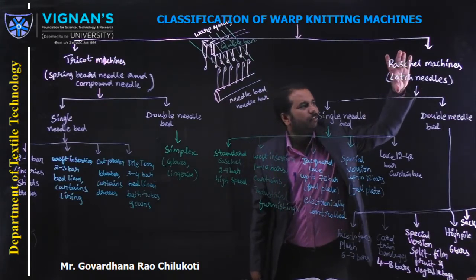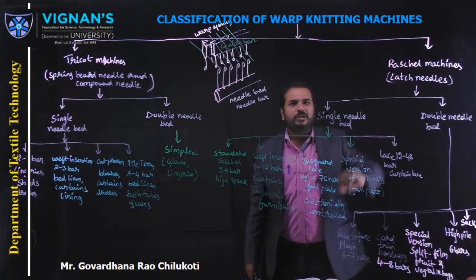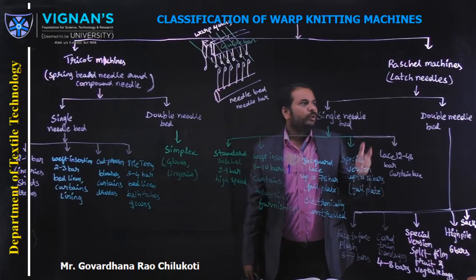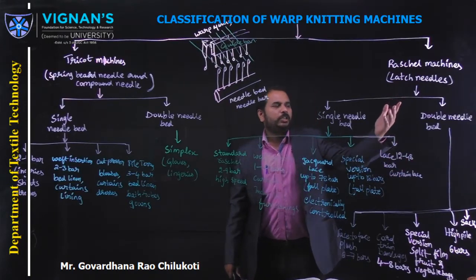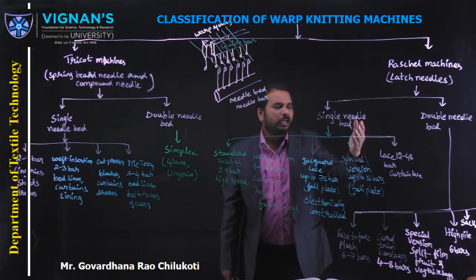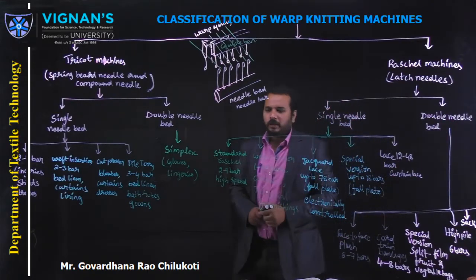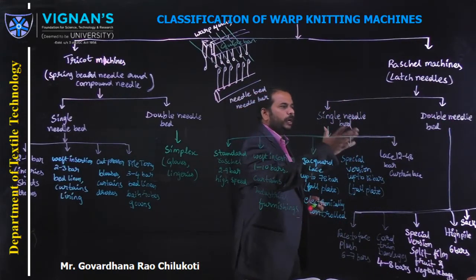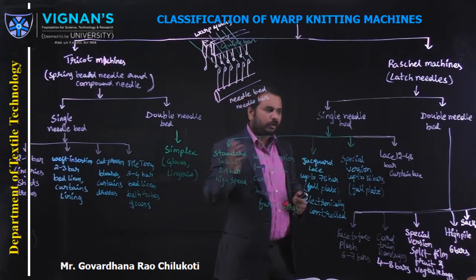In which category are we saying raschel knitting machines? If you are using latch needles, then you can say that these are the raschel knitting machines. The raschel knitting machines are again classified into 2 categories. One is the single needle bed, and the second one is called the double needle bed. So under the single needle bed and double needle bed, again we have different categories.